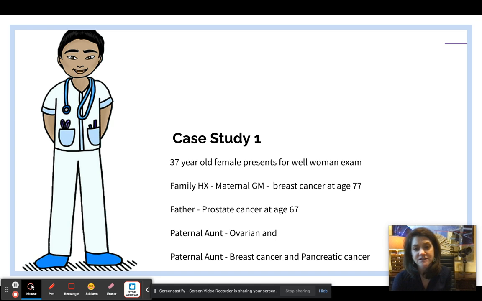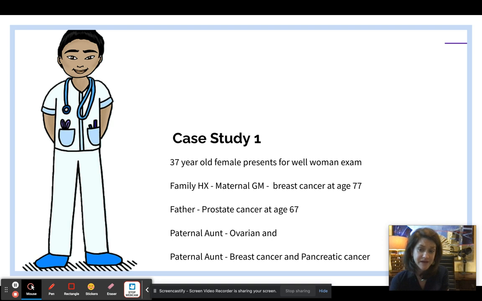On family history, she tells you that she has a maternal grandmother who had breast cancer at age 77, which could be a spontaneous cancer, sporadic, not genetically caused. So that could be okay. One relative is not going to make you at higher risk. May elevate it a little bit.